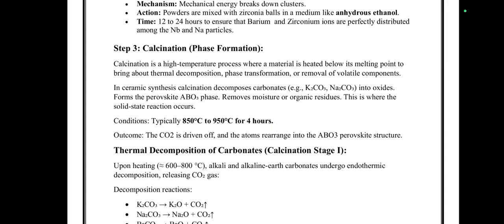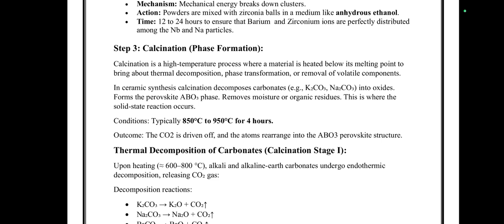Now, next step is calcination, phase formation. Basically, calcination is a high temperature process where a material is heated below its melting point to bring about thermal decomposition, phase transformation, or removal of volatile components. In ceramic synthesis, calcination decomposes carbonates, potassium carbonate and sodium carbonate, into oxides, forms the ABO3 perovskite phase, and removes moisture or organic residues. This is where the solid state reaction occurs basically.